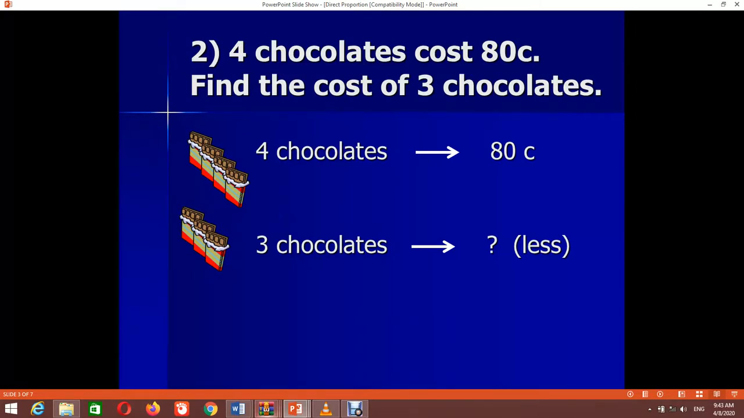Less. We are being told from the question that 4 chocolates cost 80 cents. Therefore, the cost of 3 chocolates will be less, which is 60 cents. So the cost of 3 chocolates will be 60 cents.